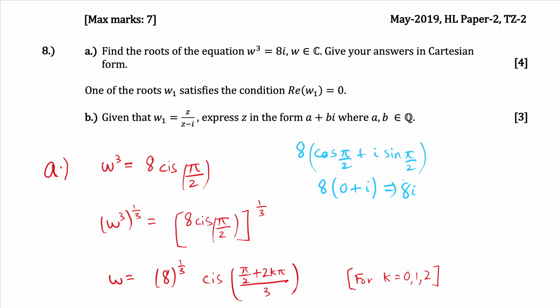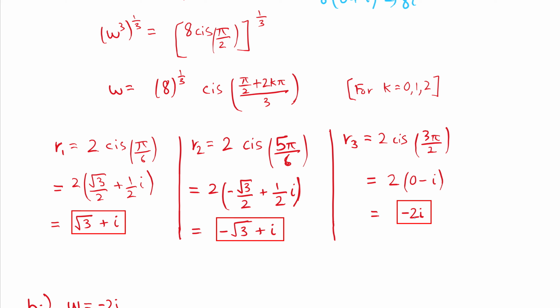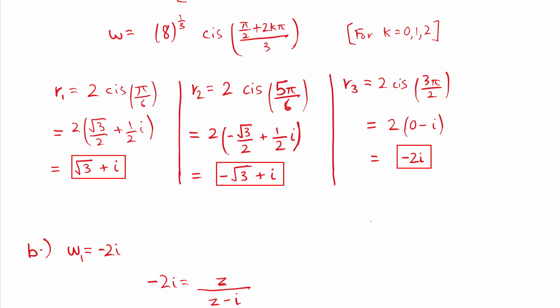And then it says one of the roots w1 satisfies the condition that the real part of w1 is equal to 0. And given that w1 is equal to z upon z minus i, we need to express z in the form a plus bi, where a and b both are rational numbers. So the root which satisfies this condition is negative 2i, because notice that the real part of this number is 0. The other two roots have a real part, but the real part of this complex number is 0. So we find that w1 is equal to negative 2i.